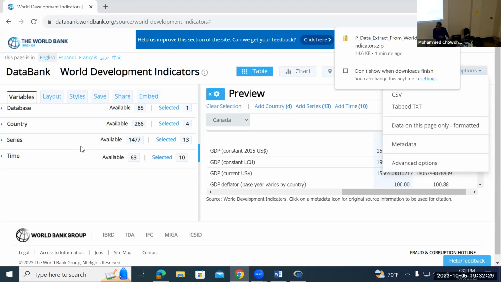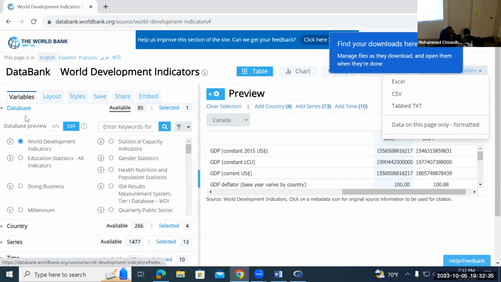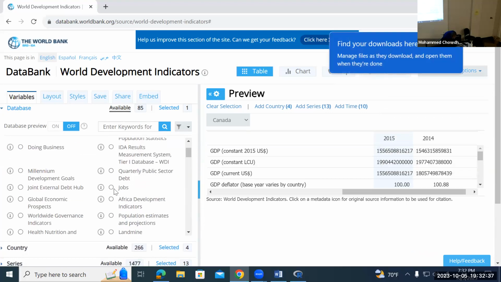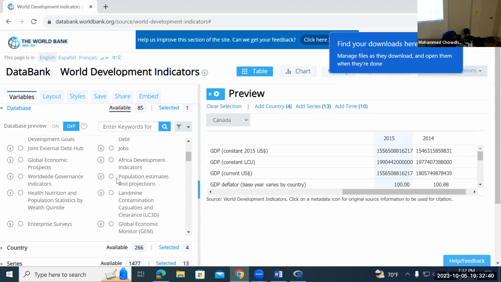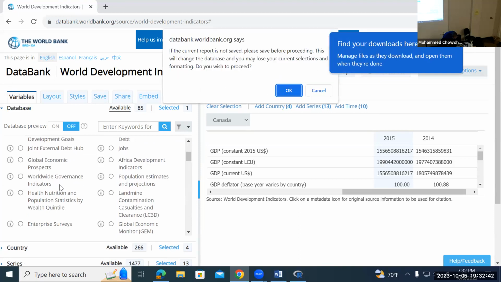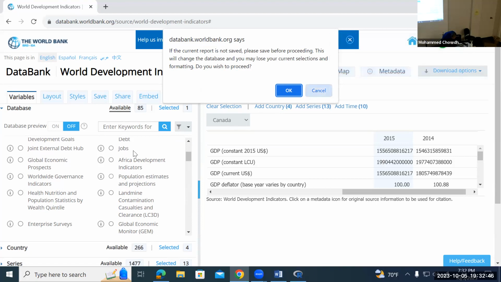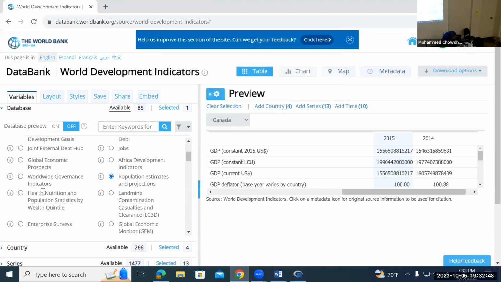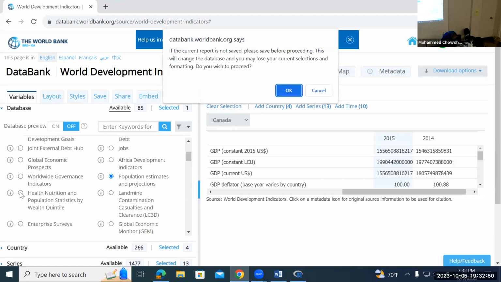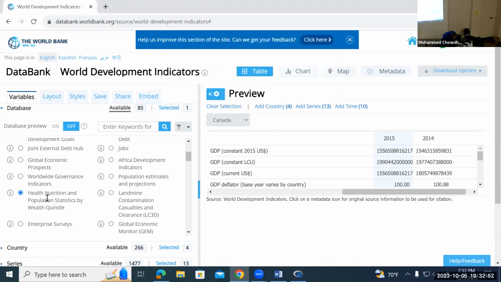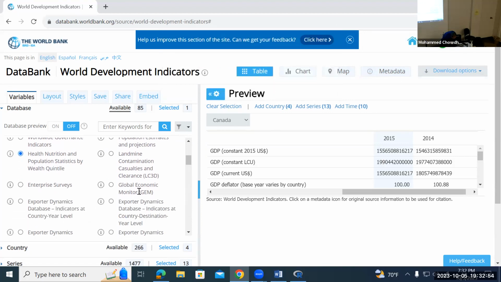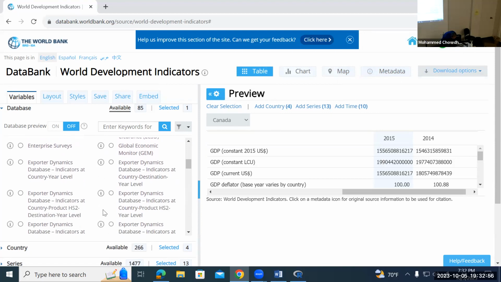So you have seen how to download any type of data. I have shown you just only one indicator. If you go there, see jobs, and then population estimates and projections, world governments. Are you seeing health, need, health and nutrition statistics? I don't know what happened. Global economic monitor.